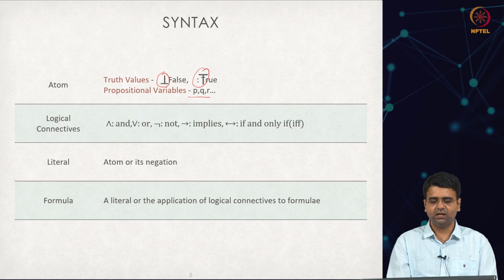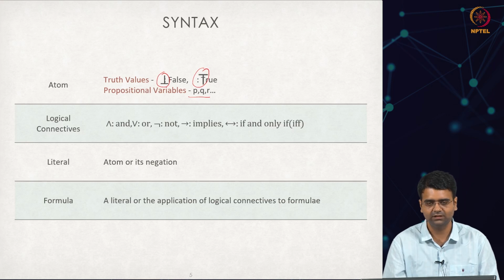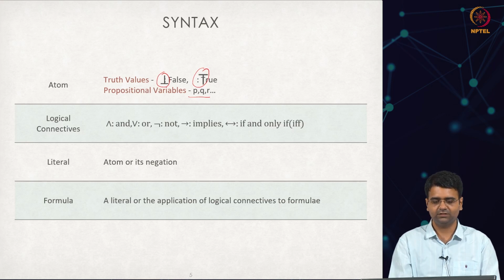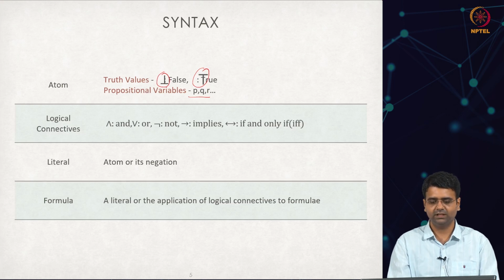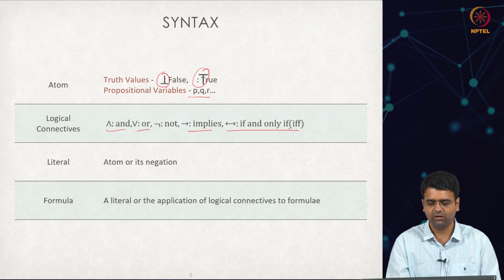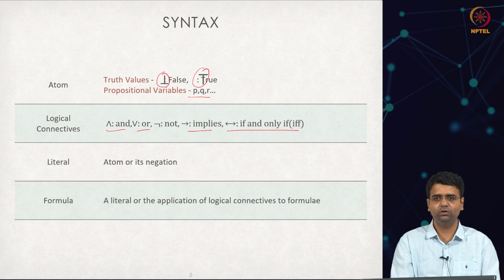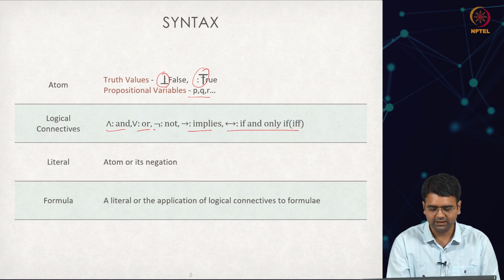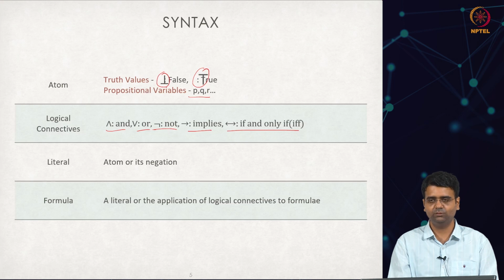Now these propositional variables, or in general atoms, can be combined together using logical connectives. We have the usual logical connectives: and, or, not, implies, and if and only if. And, or, implies, and if and only if, these four are binary connectives, so they take as input two atoms, while not is a unary connective, so it just takes as input a single atom.